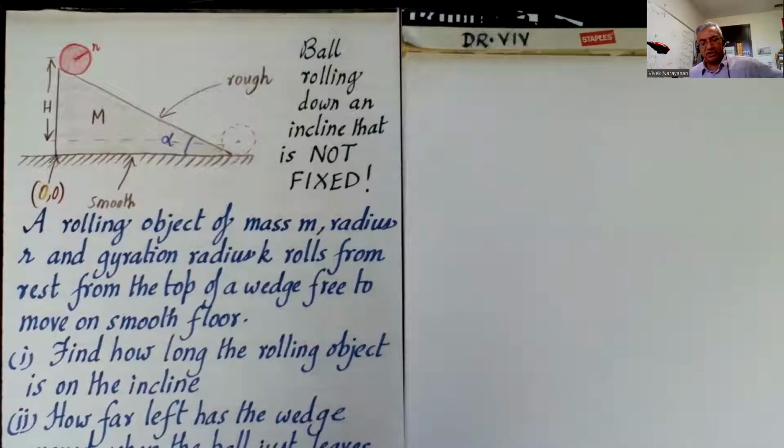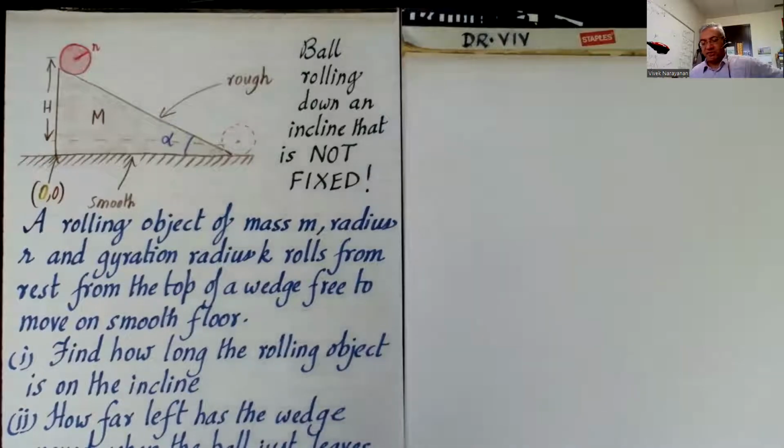Now, the undergraduate version of this is usually that the wedge is fixed and there's a ball rolling down the rough surface, and you're asked to find, for example, what the speed of the ball would be at the end. In this problem, the wedge is not fixed. It's free to move, but the ball is still on the rough surface, so there's no slipping in this problem.